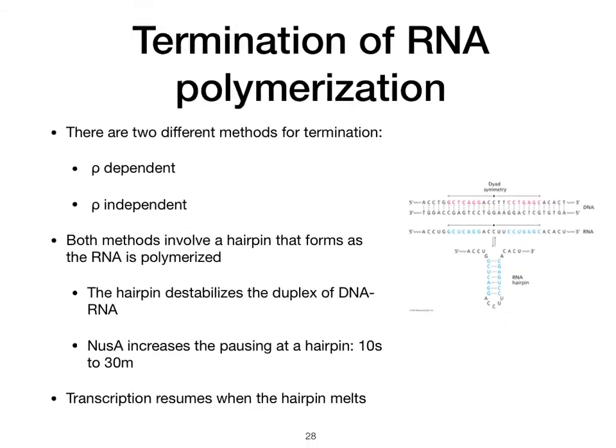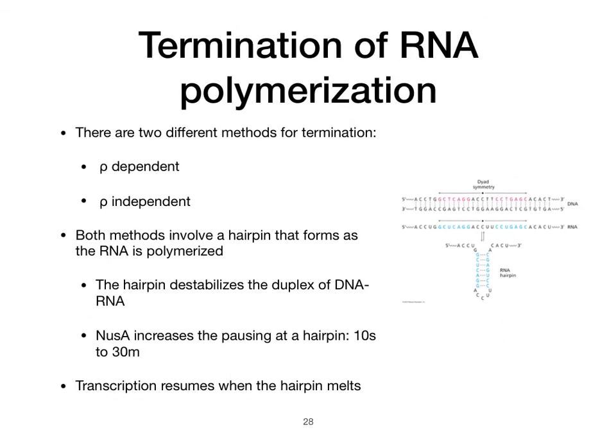So it turns out that for the purposes of DNA or RNA termination in bacteria, there are other ways that this happens in eukaryotic cells, but right now we're just talking about prokaryotic cells. So we have rho dependent and rho independent. And so both methods involve a hairpin, and so we learned about hairpins, and so we can see this hairpin over here. And so this hairpin is going to destabilize the duplex of DNA.